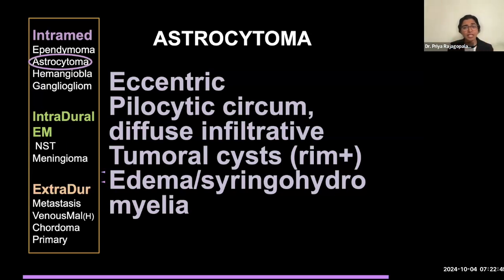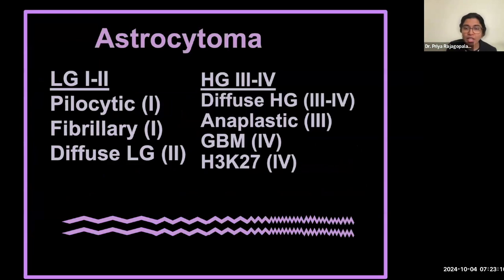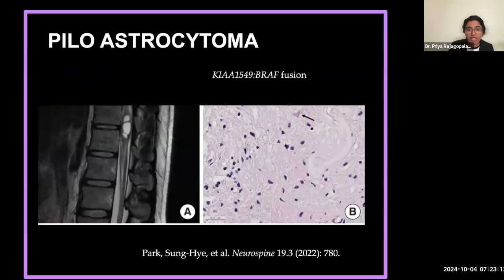Pilocytic astrocytomas are nicely circumscribed, whereas diffuse infiltrative ones are not so much. And with the astrocytomas, you can have little trapped fluid, but because they are within that tumor, they have a tumoral lining, and because of which they tend to enhance on the rim, right? So it's a rim enhancing cyst because it's a tumoral cyst, and they also can present with edema and syringohydromyelia. So this is again that classification scheme.